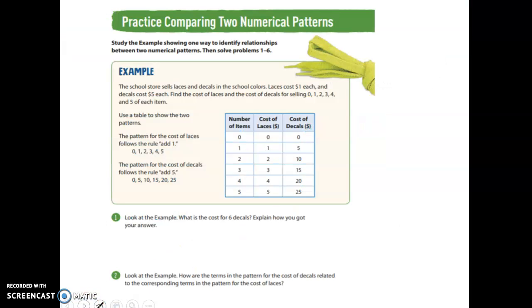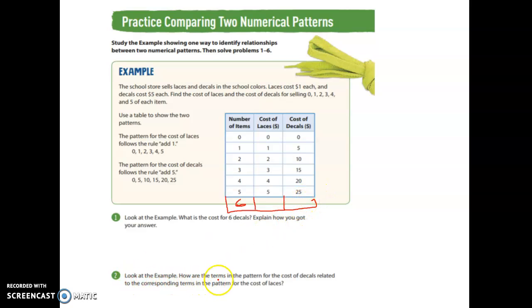All right, so this is our practice page before our test. So please make sure you're trying to complete this on your own to see that you are ready for your test. All right, the first one, look at the example. What is the cost of 6 decals? So you're going to have to extend out your pattern in your chart for the 6th one and tell me what is the cost for the 6 of them. And we're talking about decals, okay?